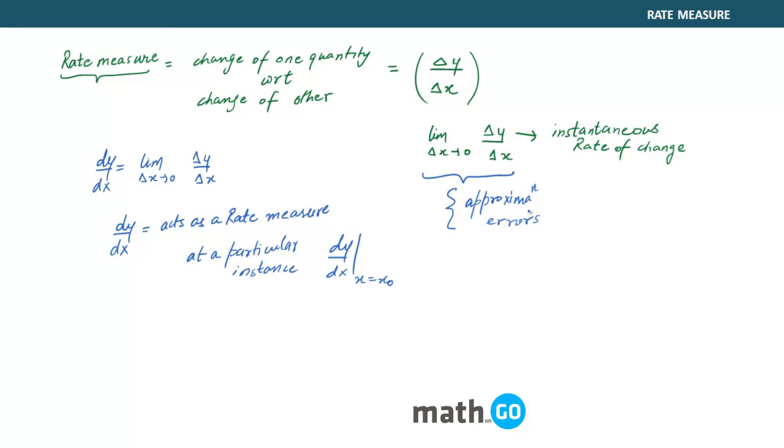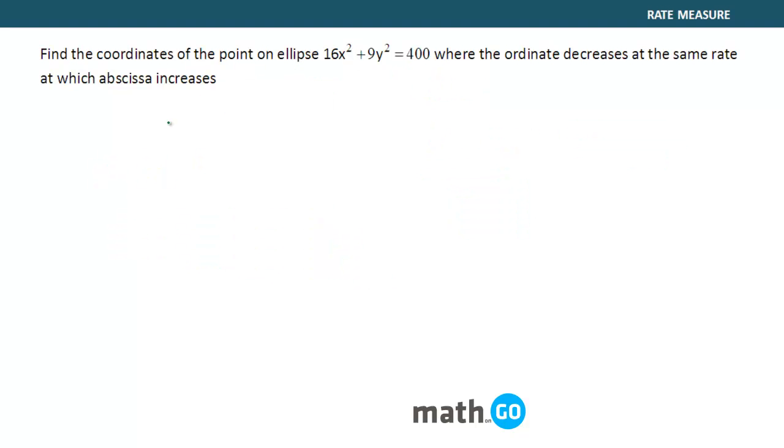So let's see how we are going to apply this concept in the question straight away. The question says: find the coordinates of a point on the ellipse where the ordinate decreases at the same rate at which the abscissa increases. So how rate measure comes into this picture is that the ordinate is decreasing at the same rate at which the abscissa increases. They must be decreasing or increasing with respect to something. Let's start the question. I'll explain this midway.